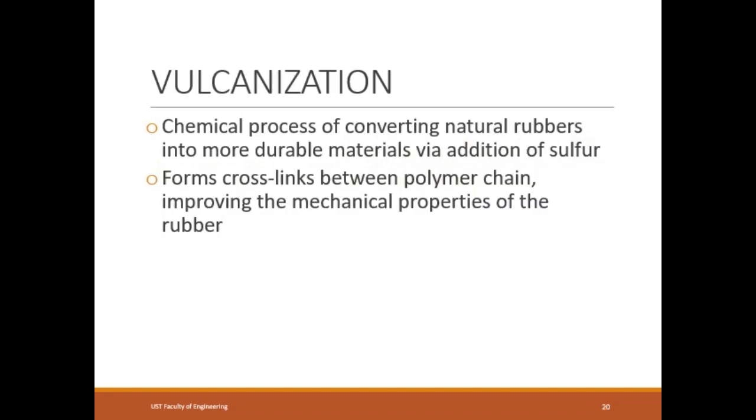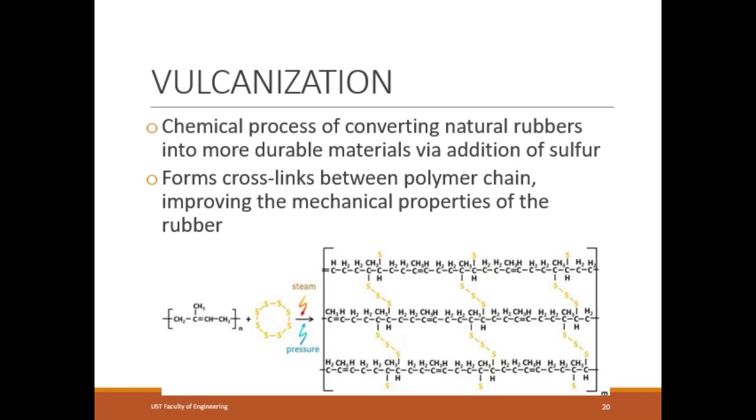Before we proceed to the next topic, let me briefly go back first to the process which I've mentioned earlier, which is vulcanization. Again, this chemical process was discovered by Charles Goodyear. So he found that if you take a natural rubber and add sulfur and heat it up, it improves the mechanical properties of the natural rubber. And what was really happening was a process called cross-linking, as shown in the figure below.